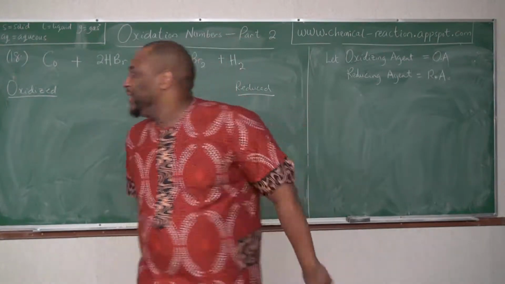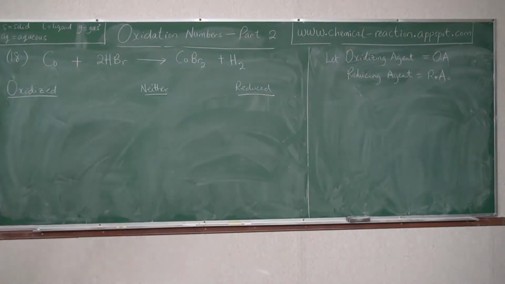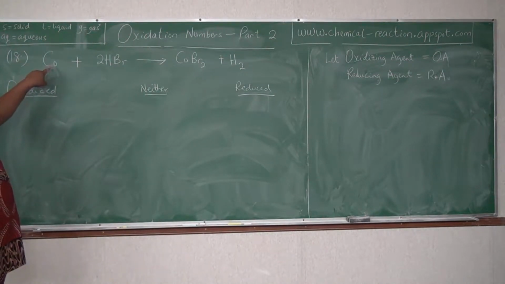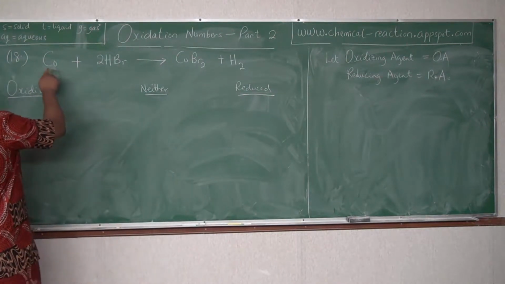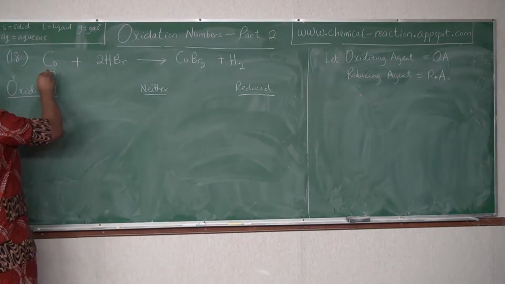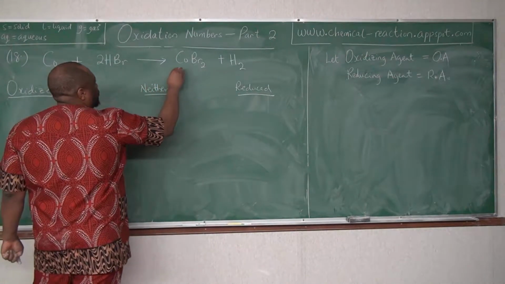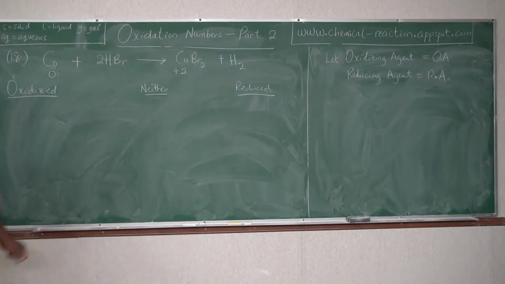oxidized. As you can see here, cobalt is 0, because if you look at this here, this is 0, and this is +2, cobalt 2. This is +2. 0 to 2.